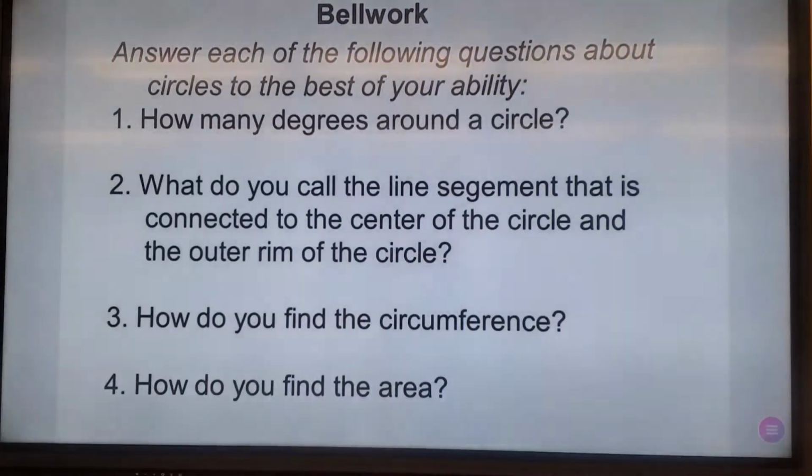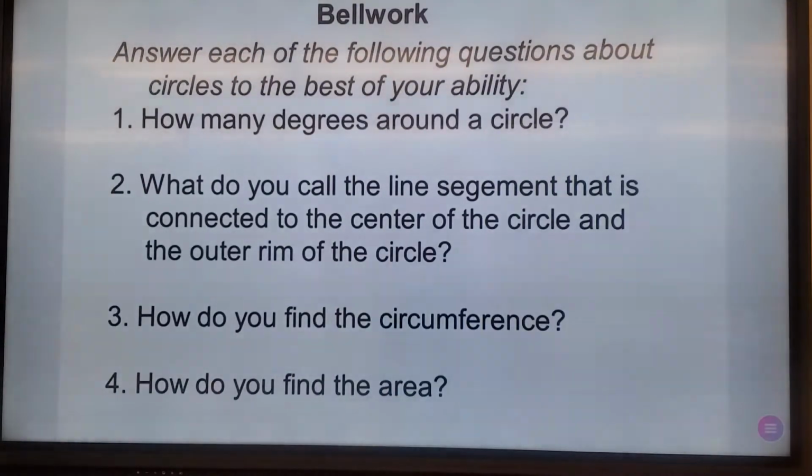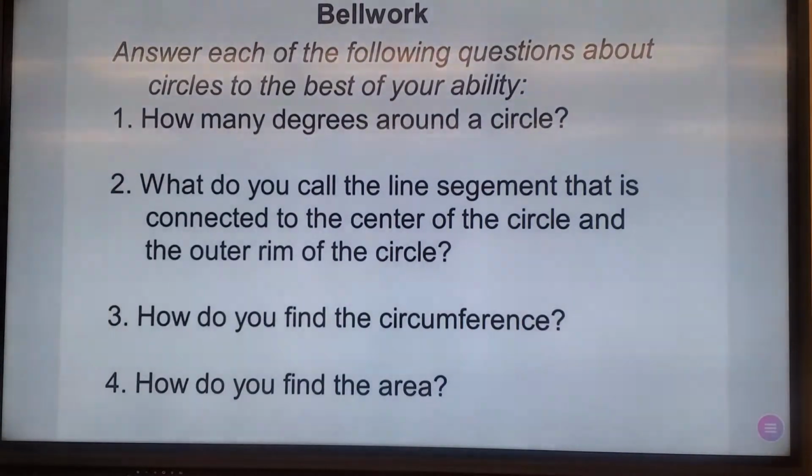The purpose of this video is an overview of circles. Many of you have discussed circles in the past, but it's time to recap a few of the basic concepts that you have not discussed for quite some time, I'm sure. So for the bell work here, answer each of the following questions about circles to the best of your ability.